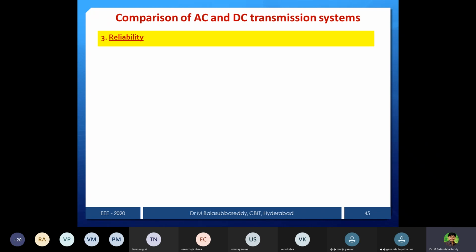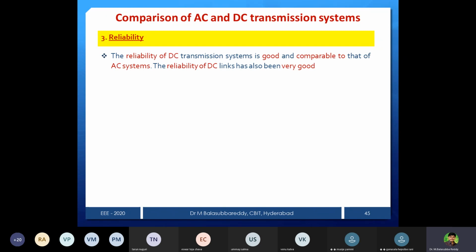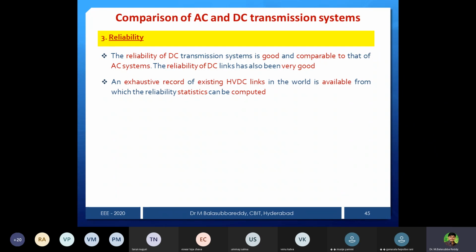Here the reliability consideration of DC transmission is very simple. The equipment will not fail: our valves, our filters, our different loads, our compensating components will rarely get a fault. Whereas AC transmission is not that reliable. The reliability of the DC side is good compared to that of the AC system. The reliability of DC links is very good, and an exhaustive record of existing DC links in the world is available, from which the reliability statistics can be computed. I will show those statistics also.